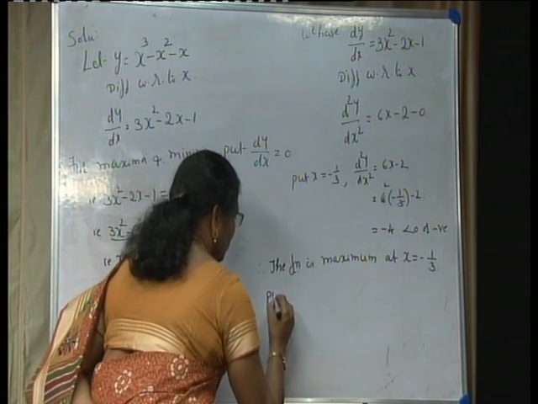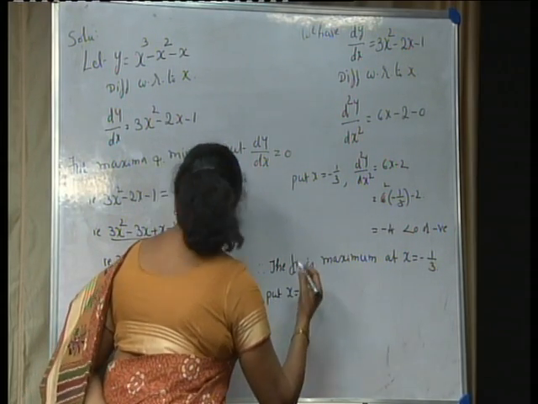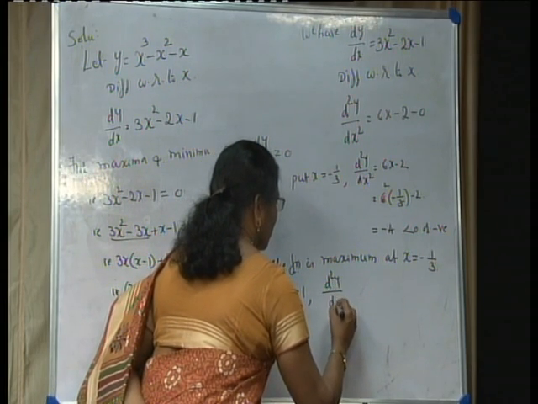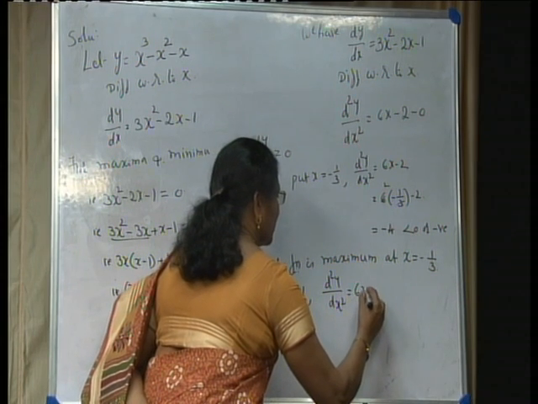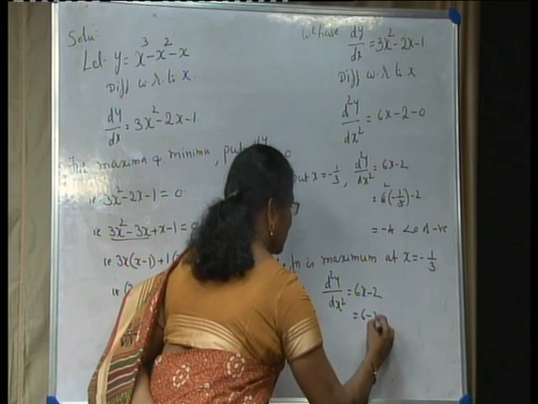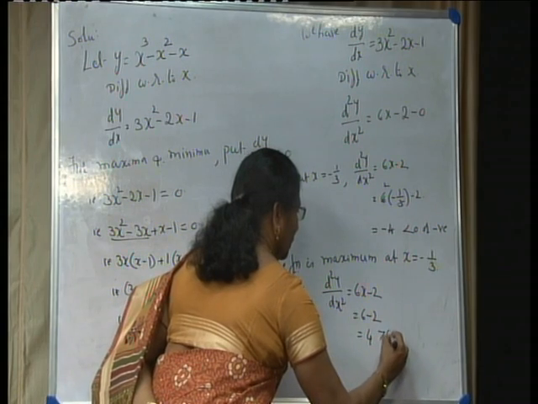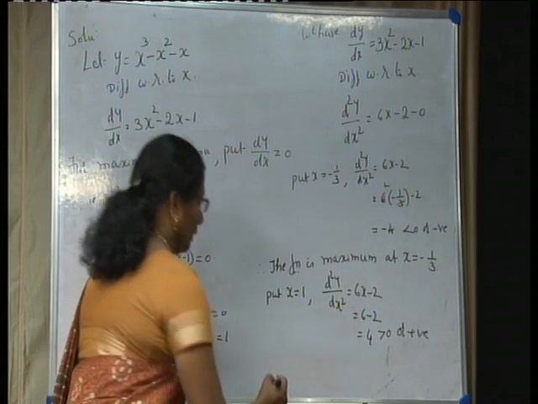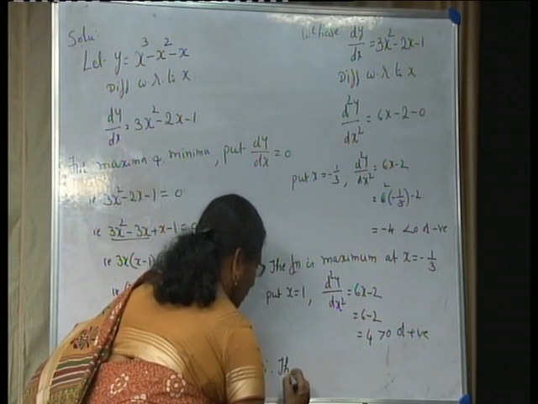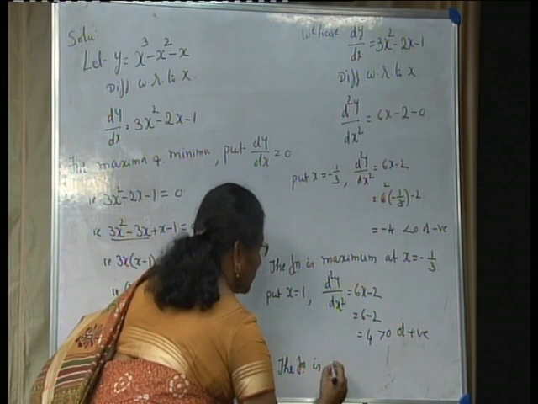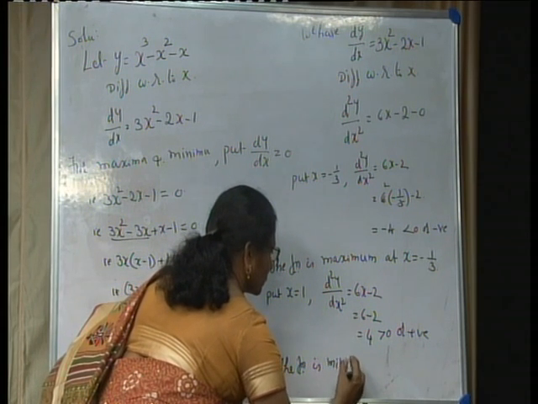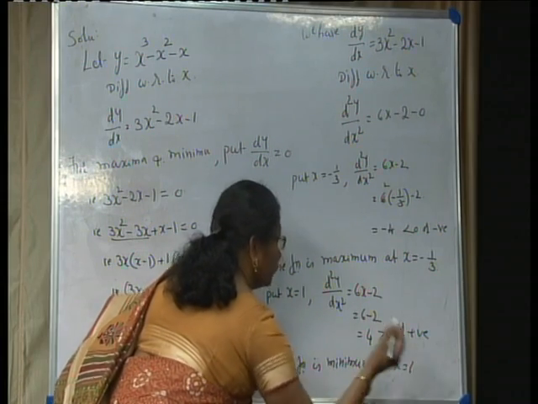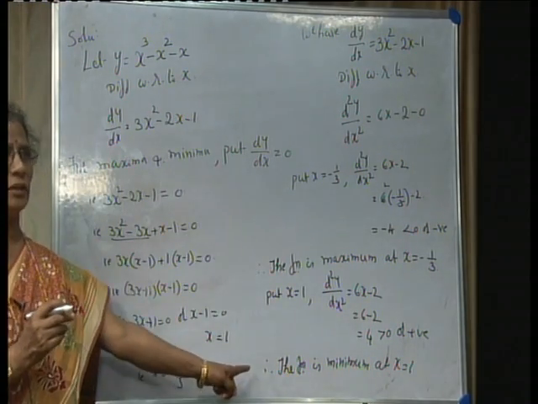Put x is equal to 1. d squared y by dx squared is 6x minus 2, 6 minus 2, this is 4, greater than 0 or positive. Therefore, the function is minimum at x is equal to 1. See, the second working rule is over.